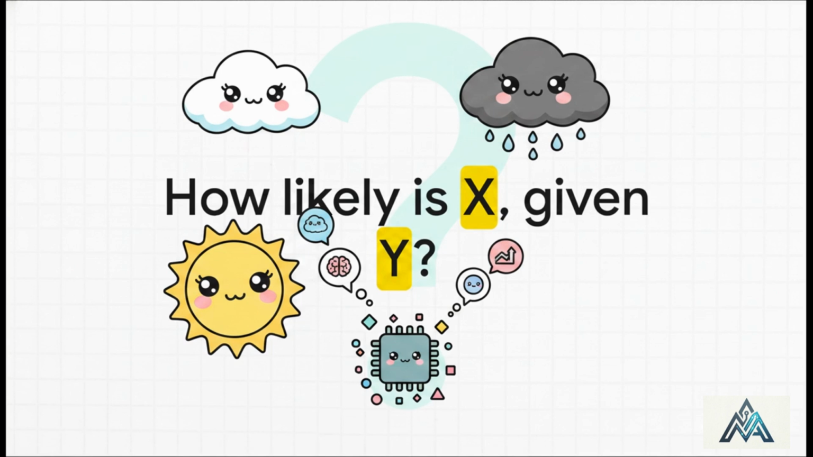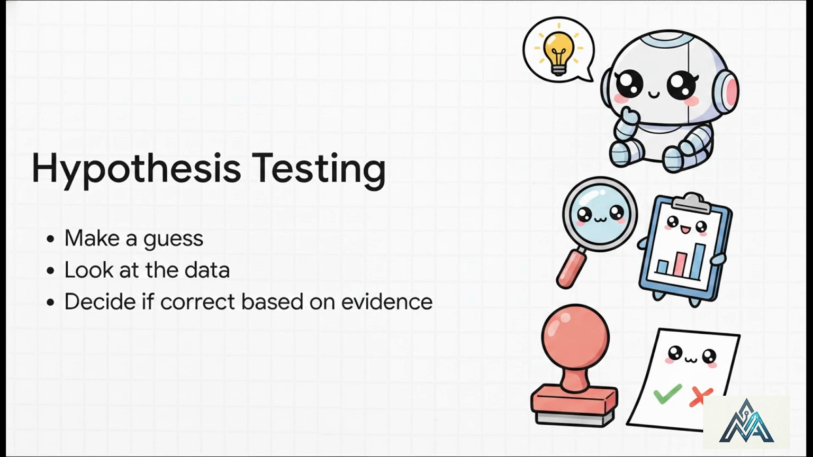Imagine you think it's going to be sunny today, but then you look out the window and see these huge dark gray clouds. You instantly update your belief about the weather based on that new evidence. Well, Bayes' theorem is exactly how an AI mathematically updates its beliefs and predictions every single time it's fed brand new data. We wrap up Unit 3 with hypothesis testing.